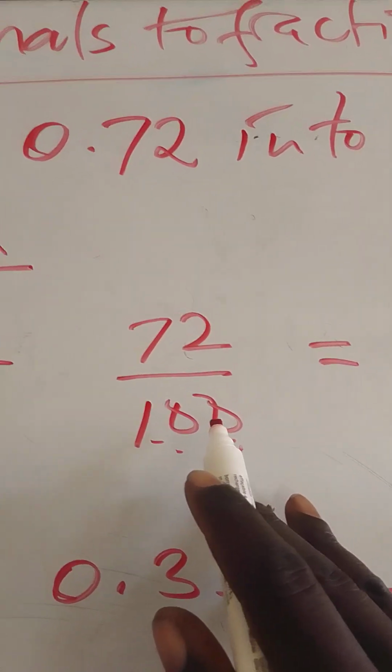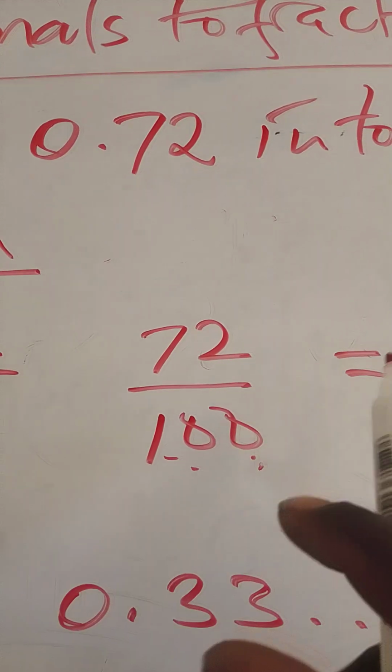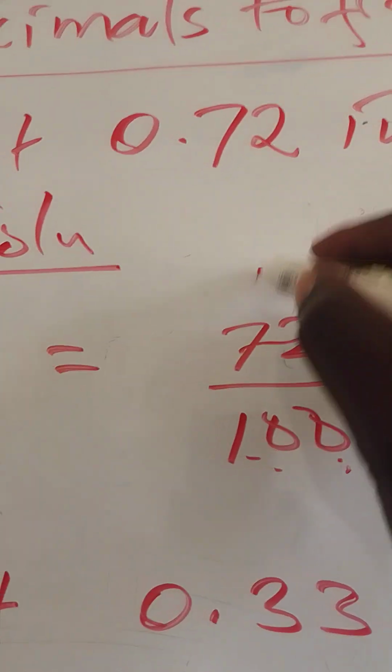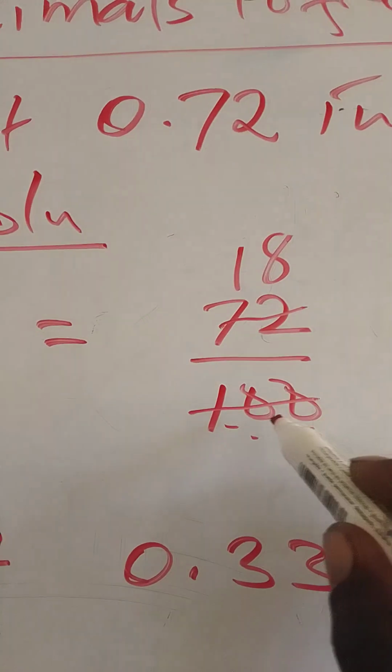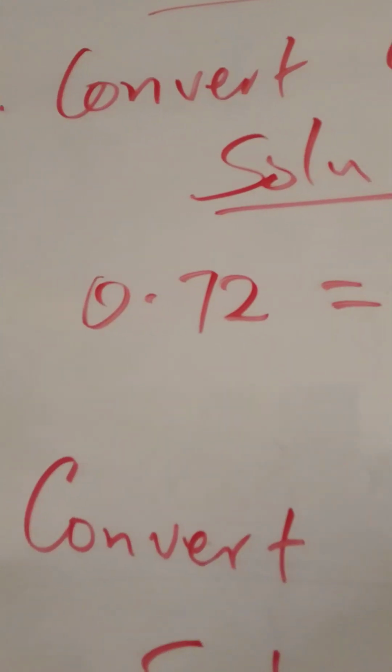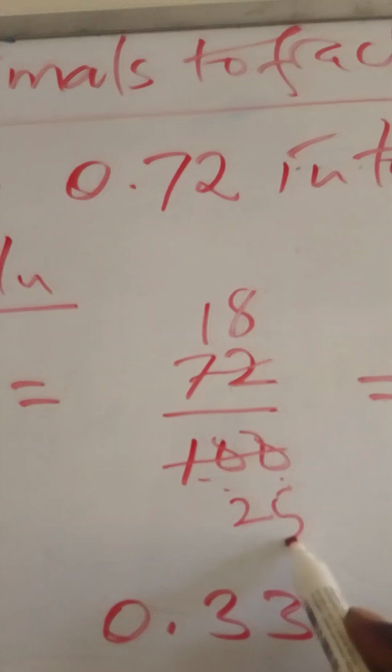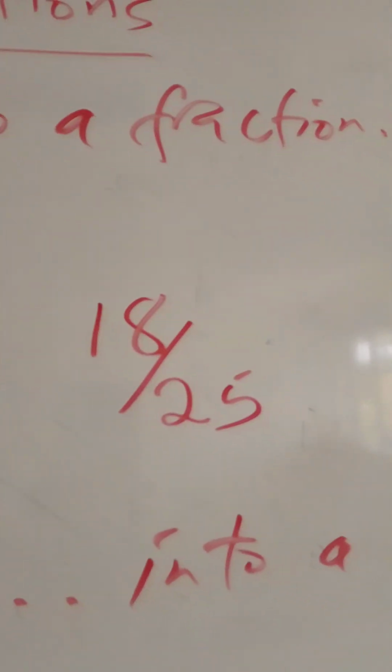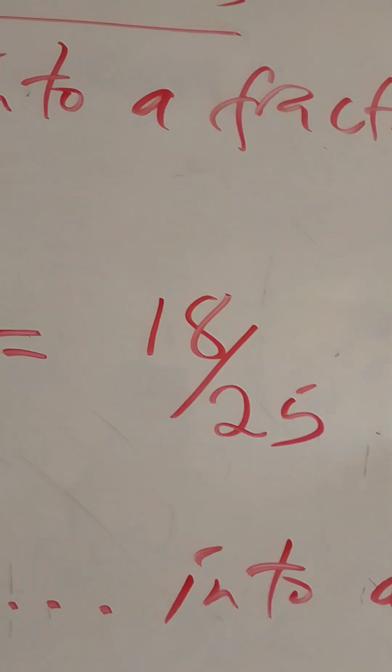And when we simplify, we divide 72 by 4 to get 18, and 100 by 4 to get 25, to give us 0.72 into a fraction becomes 18 over 25.